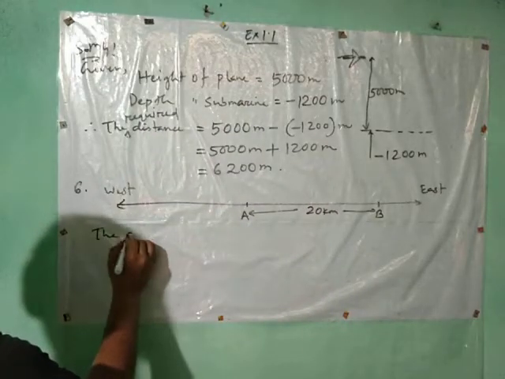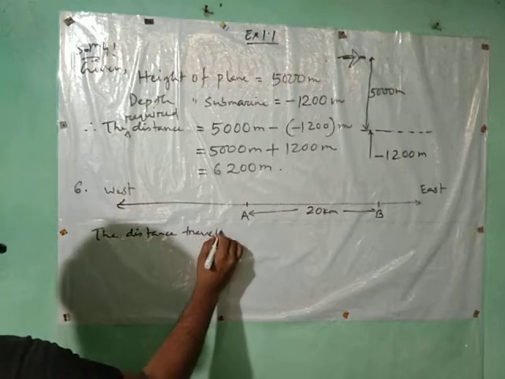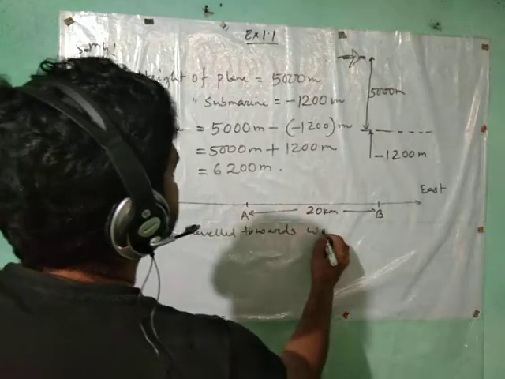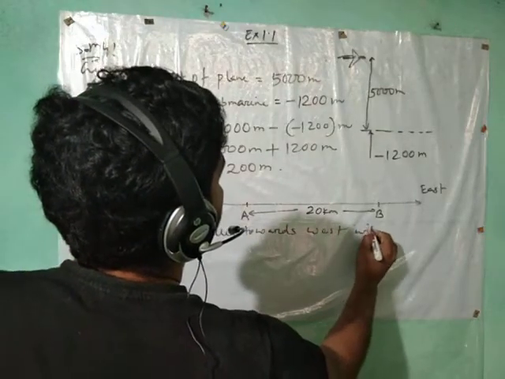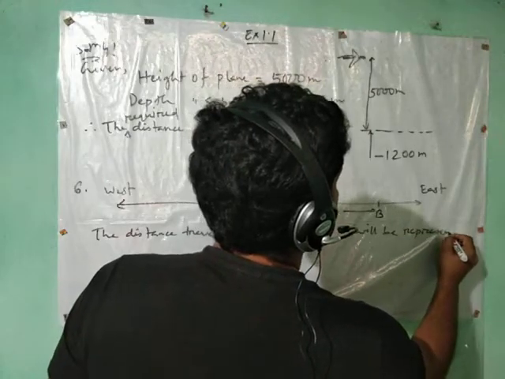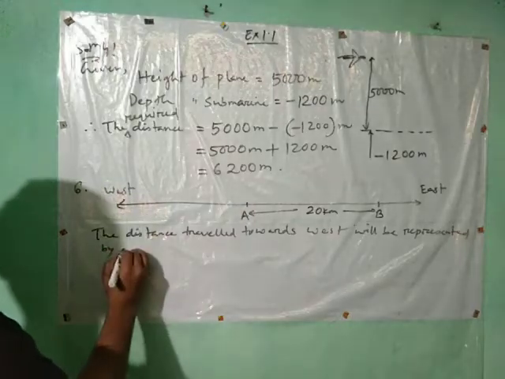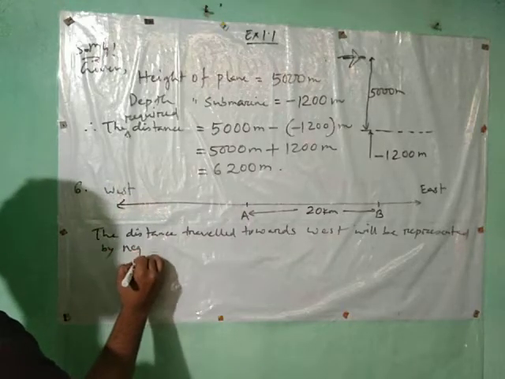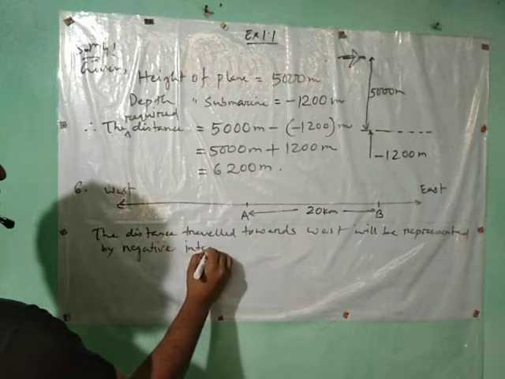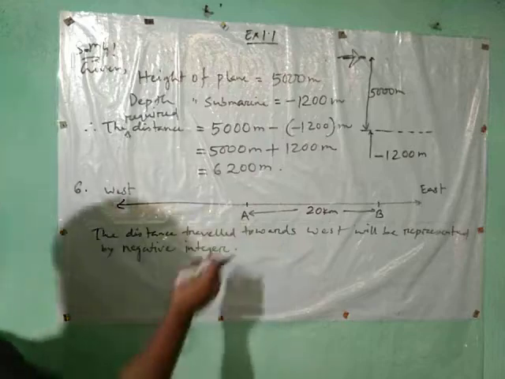The distance traveled towards west will be represented by what? Negative integer. Yes or no? Now the remaining part we have to discuss.